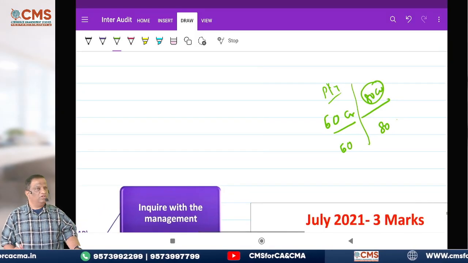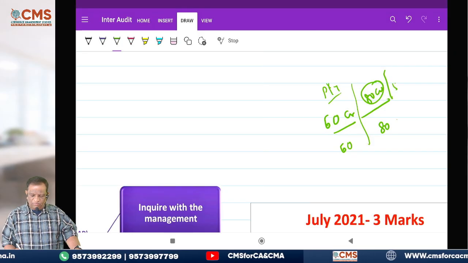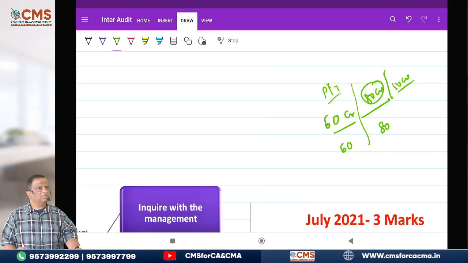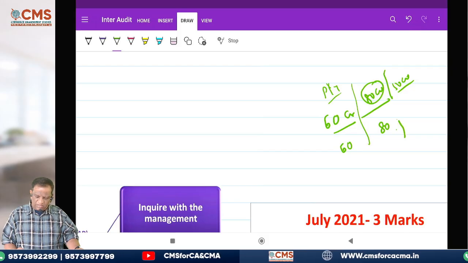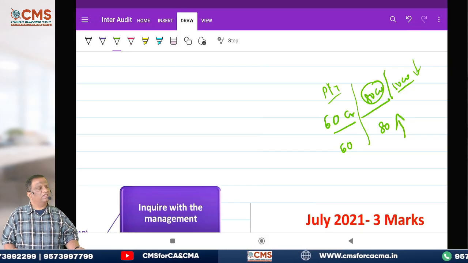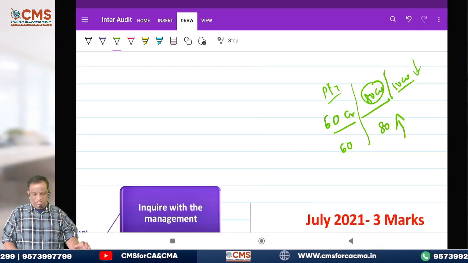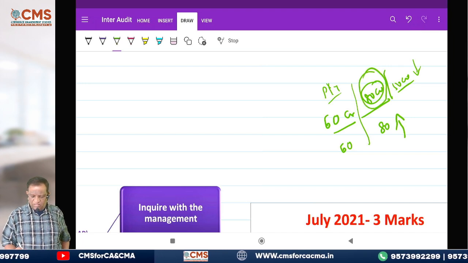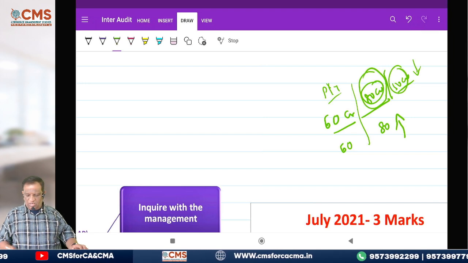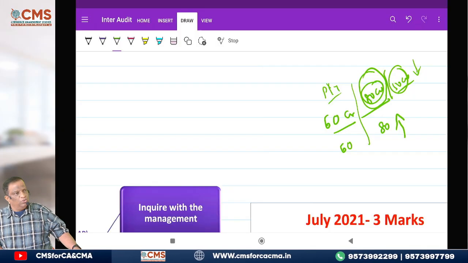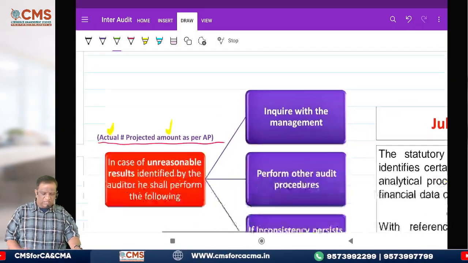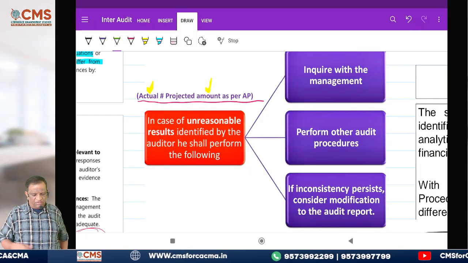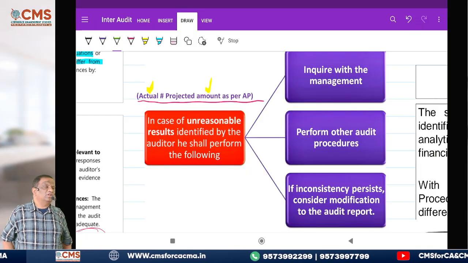But actually, the company is showing only 50 crore. So there is a difference. That is where I am surprised: when the number of employees has gone up, how is your salary figure coming down? This is the projected figure. This is the actual figure. So now there is a variance. Now, what do I do? So that is the big discussion. In case of unreasonable results identified by the auditor, what should an auditor do?